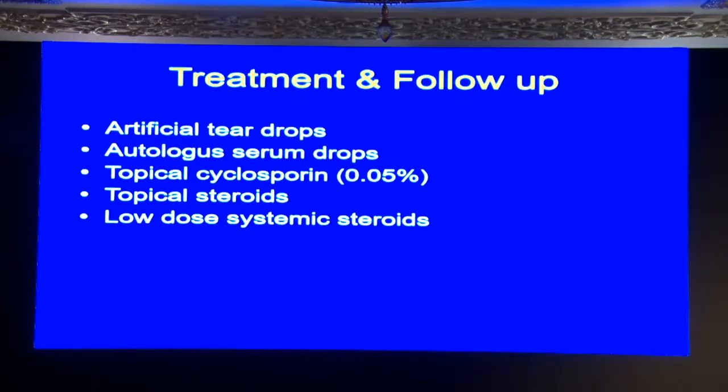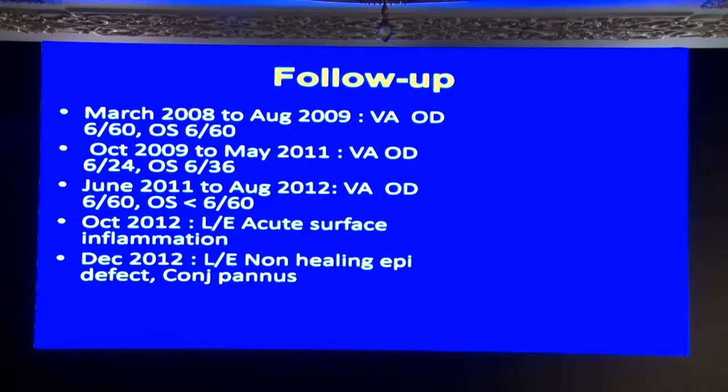In the follow-up, we had just treatment for dry eye. There is something interesting during his follow-up. We did not give him any immune suppression. It was on and off. Whenever he had some acute exacerbation, we gave him systemic steroids for a short period. For the period from 2009 to 2011, he had reasonably good vision, 6/24 in the right eye and 6/36 in the left eye. Then there was some inflammation, and vision decreased.